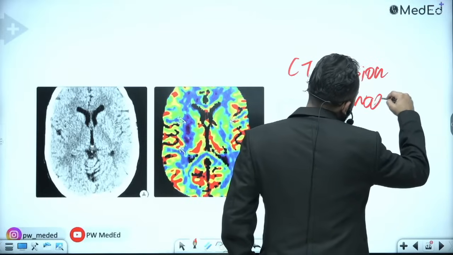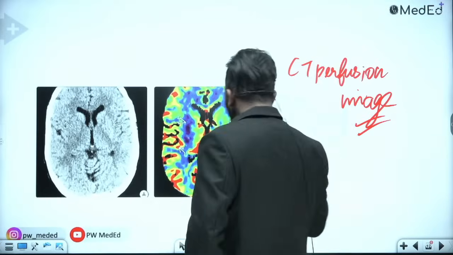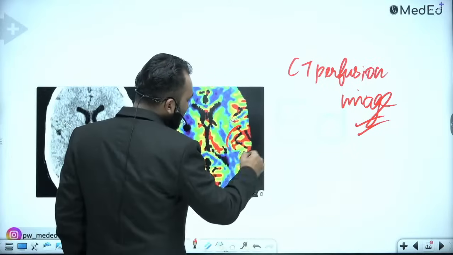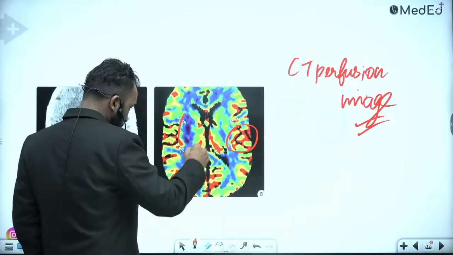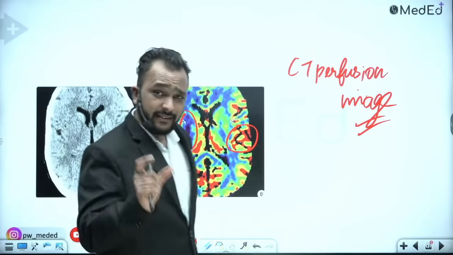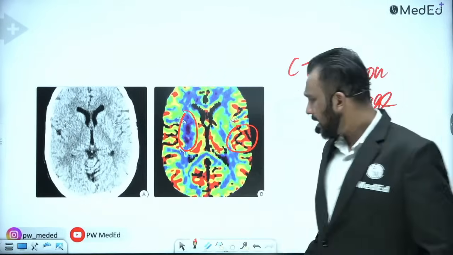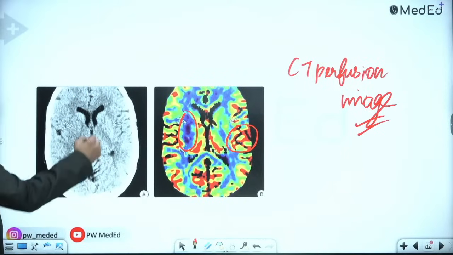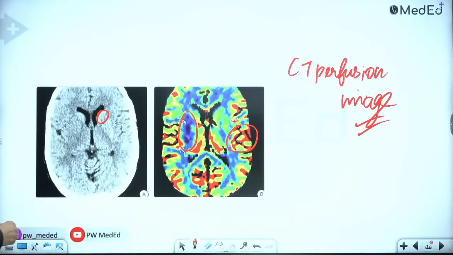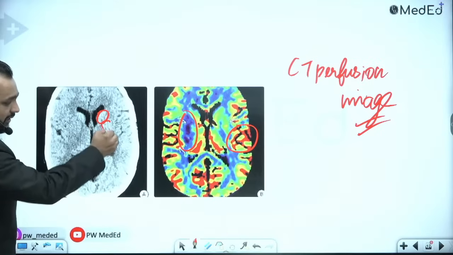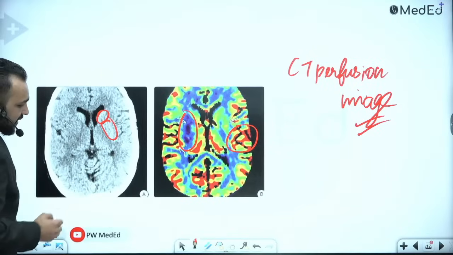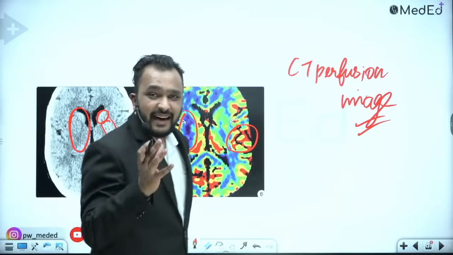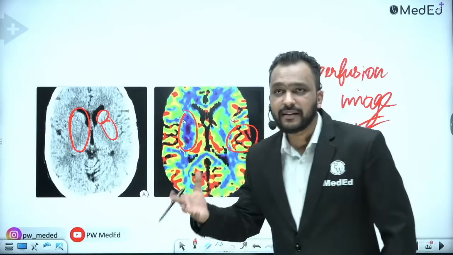It can tell you the amount of blood that is flowing into the brain. So red color will denote that there is increased blood flow. Blue color will denote that there is decreased blood flow. And if you compare it with the corresponding NCCT images, here in this image you can see that on the left side your basal ganglia is appearing hyperdense. But on the right side, you can see that the basal ganglia is not seen.